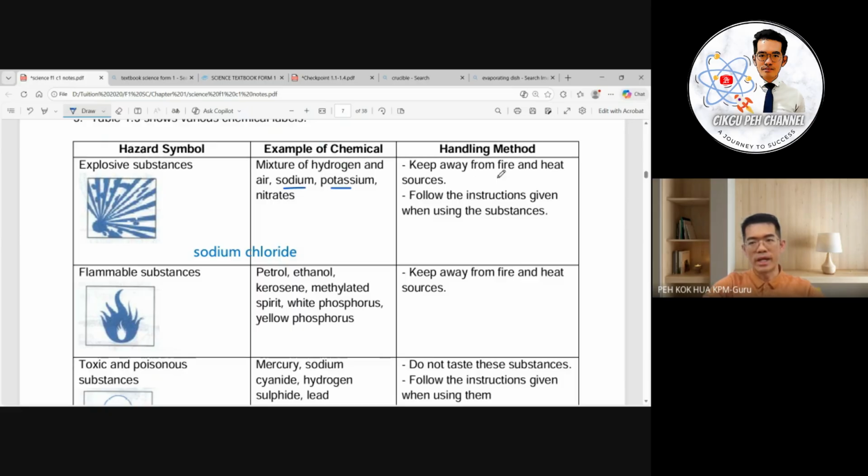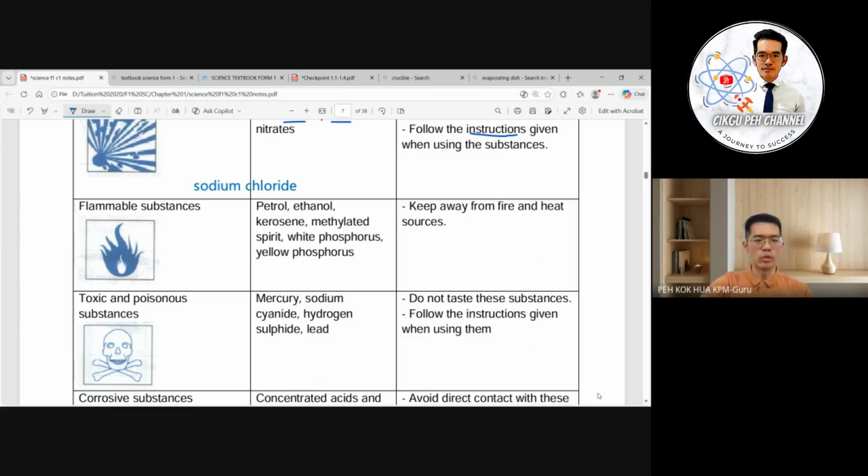Keep away from fire and heat sources. Follow the instructions given when using the substances. Okay, so the second hazardous symbol, you can see the frame, right? So it's a flammable substance. So we have petrol, ethanol, kerosene, methylated spirit, white phosphorus, yellow phosphorus.